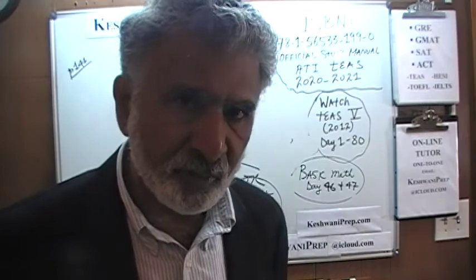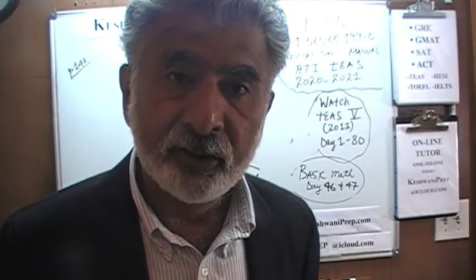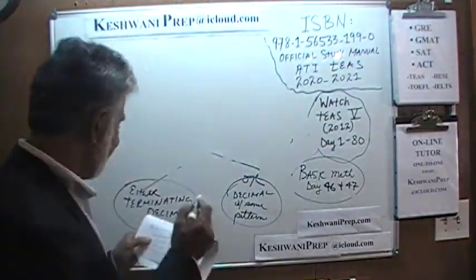So let's take a look at irrational numbers, which cannot be expressed as a ratio of two numbers. So here's an example of an irrational number.